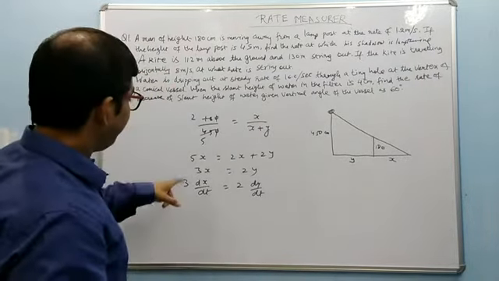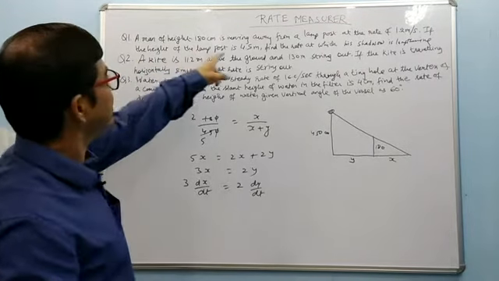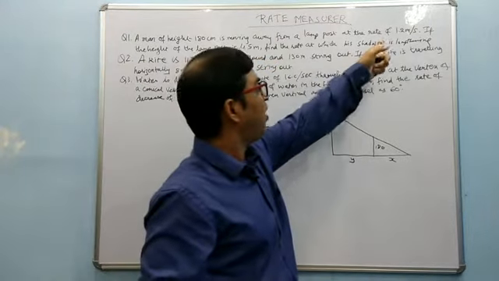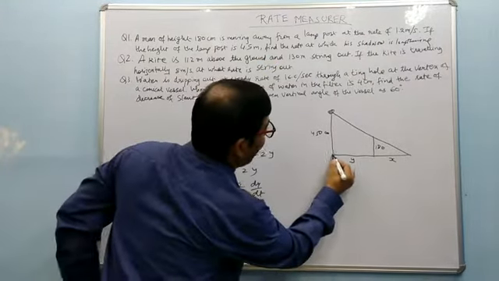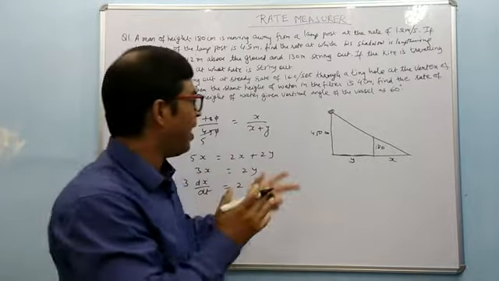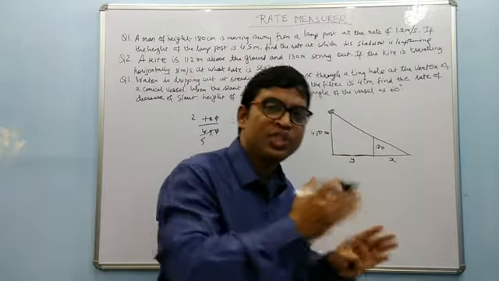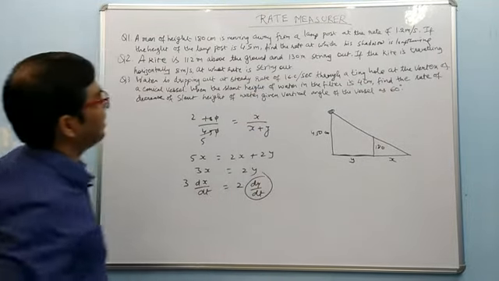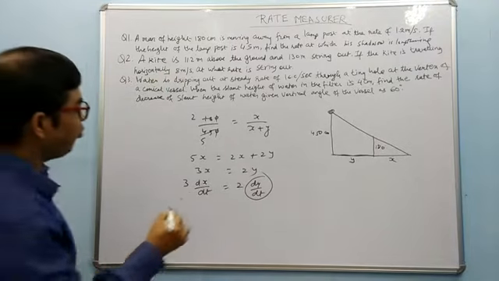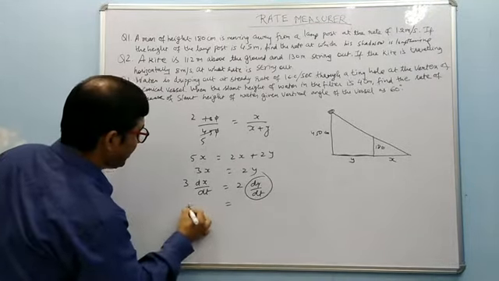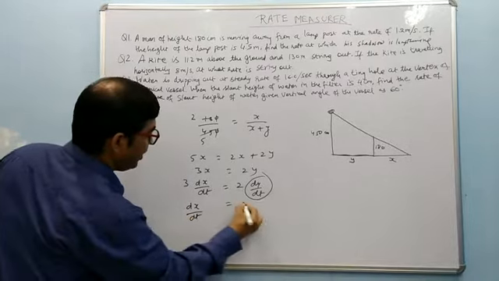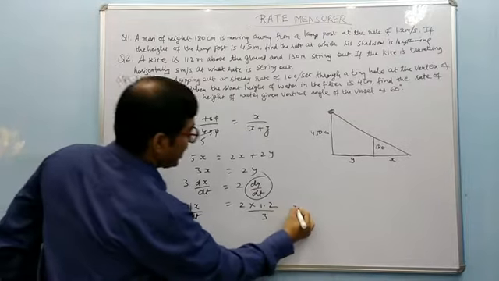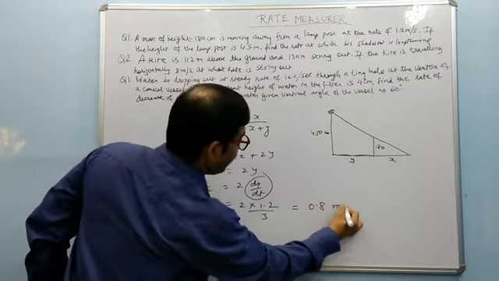What is given here? The man is moving away at the rate of 1.2 meter per second. Moving away means the distance of the man from the lamppost is changing. So actually dy by dt is given and that is 1.2 meter per second. So dx by dt is 2 into 1.2 by 3. That is coming out to be 0.8 meter per second.